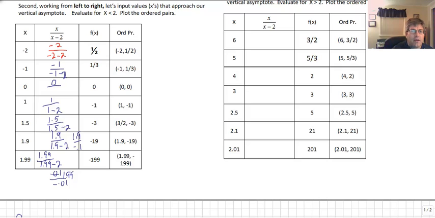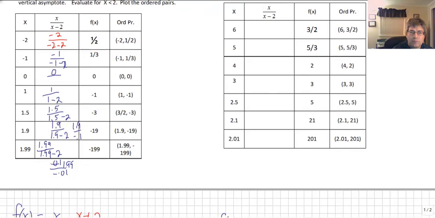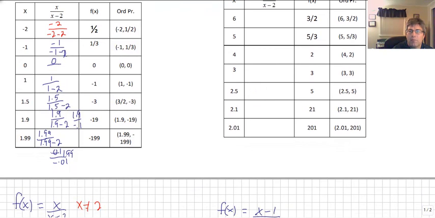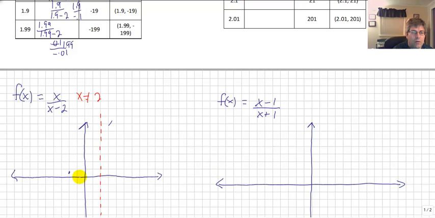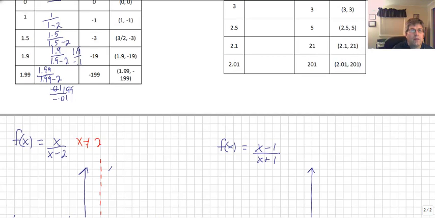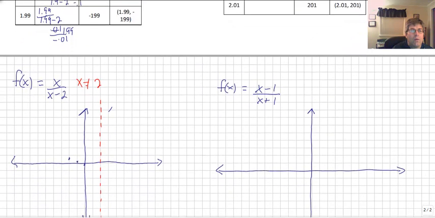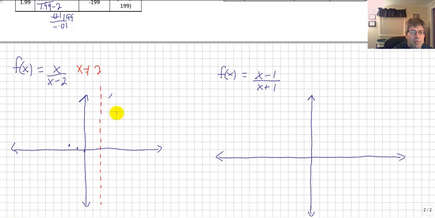So let's take a look at what's happening to our graph. Let's go ahead and plot our points. Negative 1, 1/3, 0, 0. So negative 1, 1/3, that'd be about there. 0, 0. What else were our points? 1, negative 1. So that'd be right there.